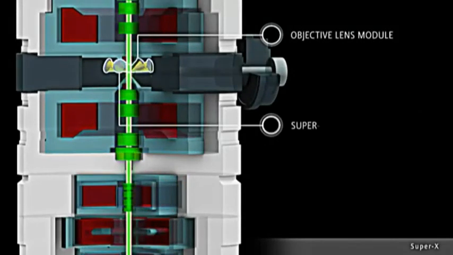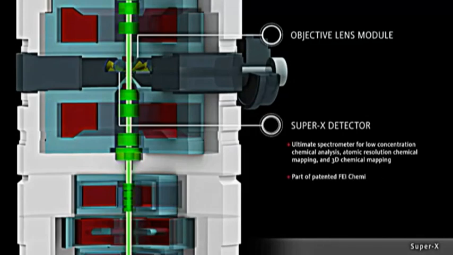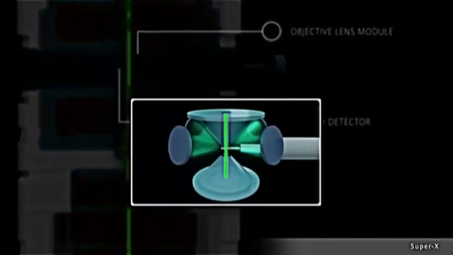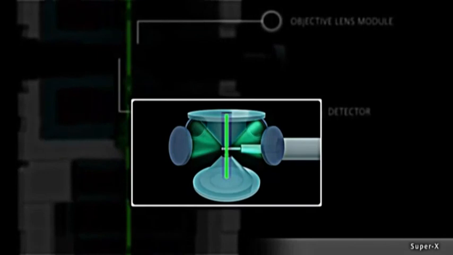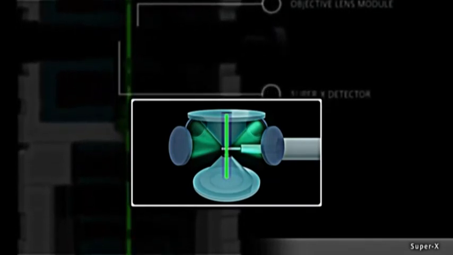This powerful combination of unique technologies in one platform is now complemented with the ultimate spectrometer for low-concentration chemical analysis, atomic resolution chemical mapping, and 3D chemical mapping, the Super X detector, which is part of the FEI patented ChemiSTEM technology. The symmetric design of 4 detectors around the sample increases the collection efficiency and allows for flexibility in tilt without losing the EDS signal.